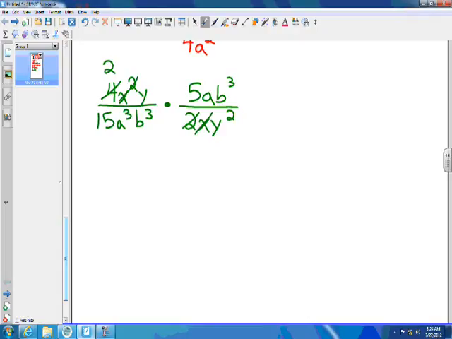Crossing off, you can take an X out. So where do we have an X left? On the top, the X in the bottom cancels. And with the Y, we take a Y out, nothing left there. We have a Y left in the bottom.